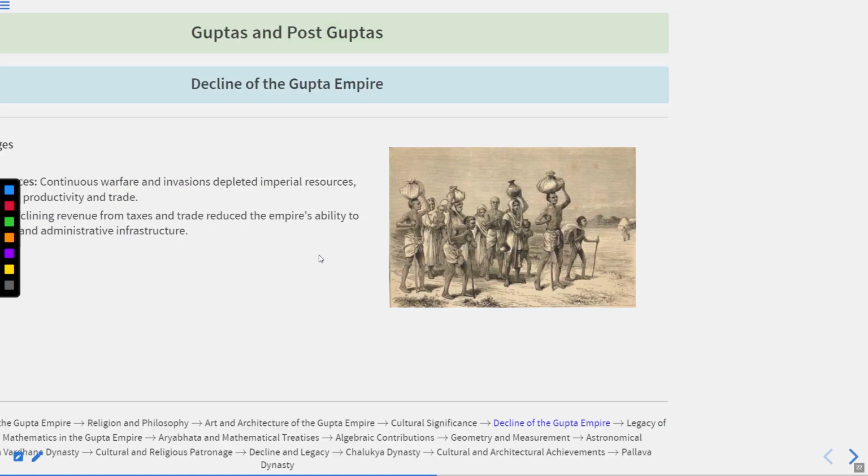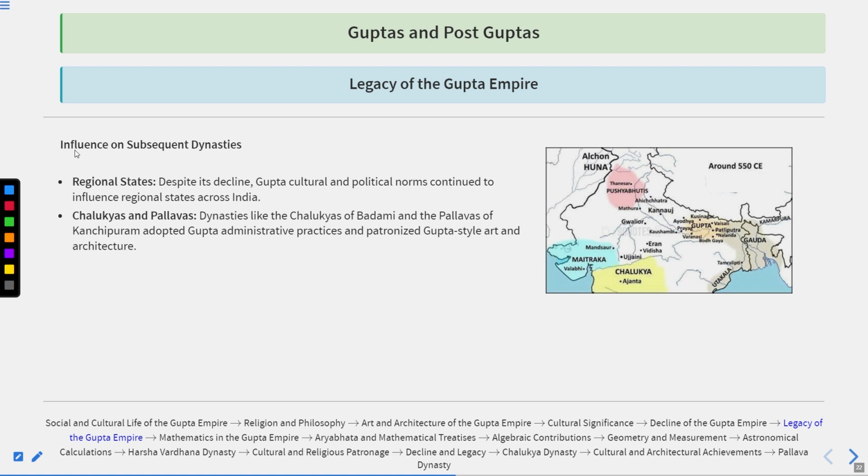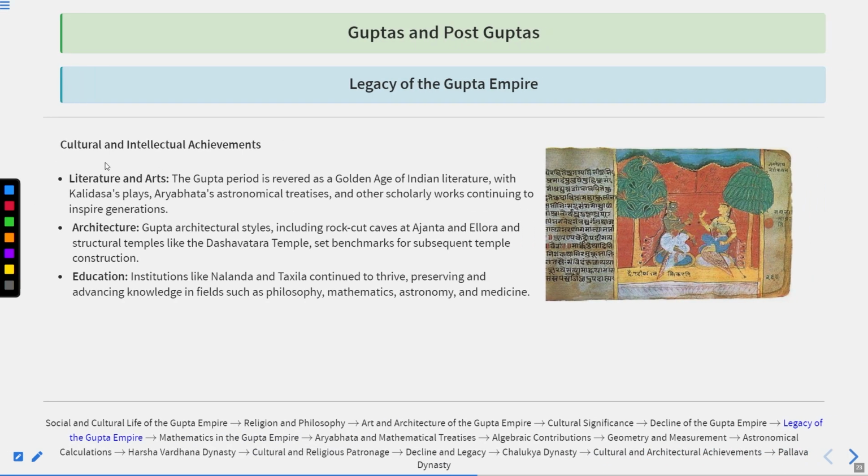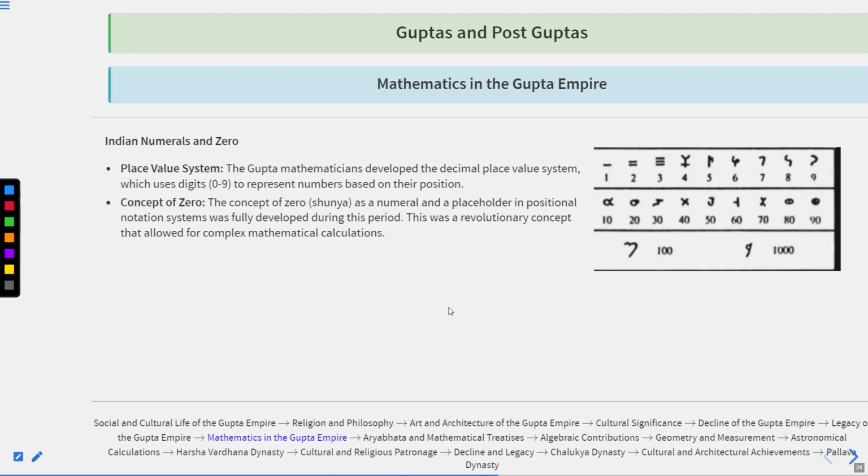Thereafter, if we move forward, the influence on the subsequent dynasties, like the regional states: Gupta culture and political norms continued to influence the regional states even after the decline. Thereafter, the Chalukyas and Pallavas, these dynasties adopted the Gupta administrative practices and patronized the Gupta style art and architecture. Legacy we had already discussed, like literature and arts, they had Kalidasa's plays, Aryabhata's astronomical treatises and all. Architecture, they had the Dashavatara temple, rock cut caves and all. Education, for this they built Nalanda and Takshashila, these kinds of institutions, for fields like philosophy, mathematics, astronomy, and medicine.